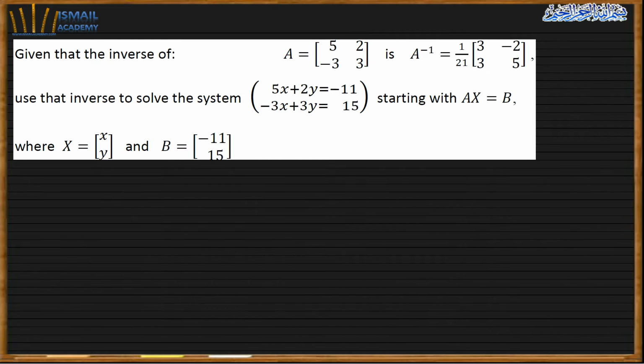Alright, now here they give me the matrix and its inverse, and they just want me to solve this using the inverse matrix. So here I know that A is 5, minus 3, 2, 3. I know x is given to me here, so it's going to be x, y equal b, which is, I'm going to leave some space because I need it, minus 11, 15.